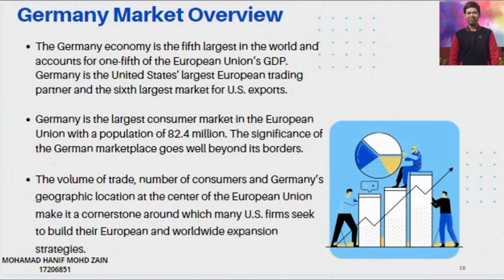An enormous volume of trade is conducted in Germany at some of the world's largest trade events. The value of trade, number of consumers, and Germany's geographic location at the center of the European Union make it a cornerstone around which many U.S. firms seek to build their European and worldwide expansion strategies. Germany had an average annual unemployment rate of 3.4% in 2019, the second lowest rate in the European Union, while Germany's national youth unemployment rate was 6.2% in 2019, the lowest in the EU.